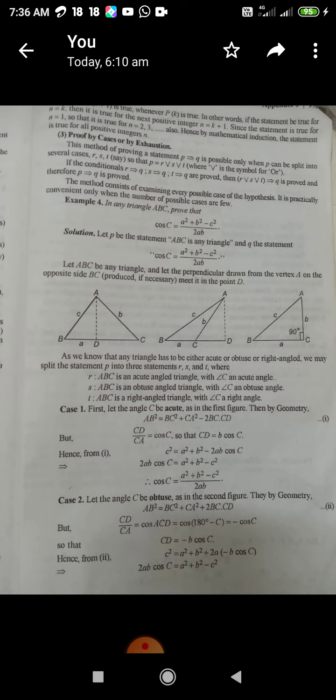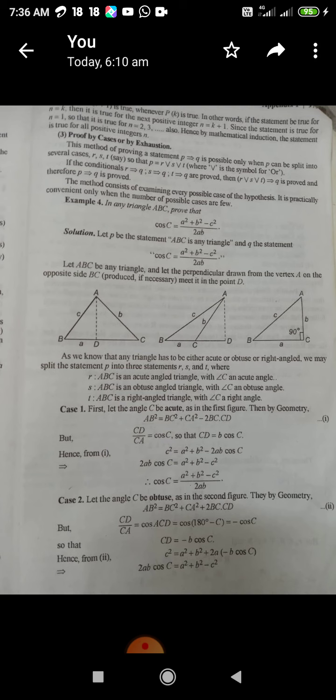As we know, there are three figures given here for different cases. As we know, any triangle has to be either acute or obtuse or right angle. We may split the statement P into the three different statements R, S and T, where R is: ABC is an acute angle triangle and C is an acute angle. Statement S: ABC is an obtuse angle triangle with C an obtuse angle. Statement T: ABC is a right angle triangle and C is a right angle.